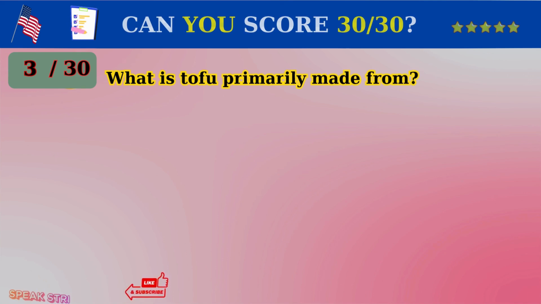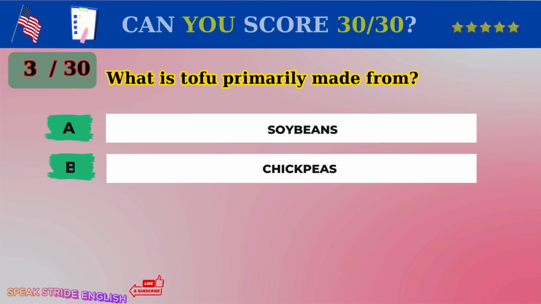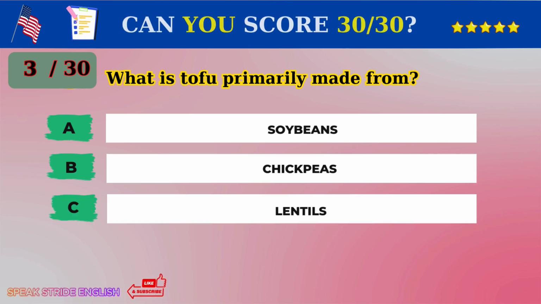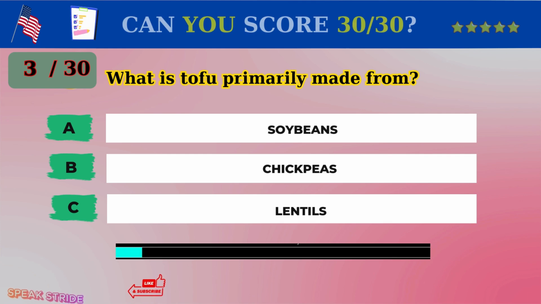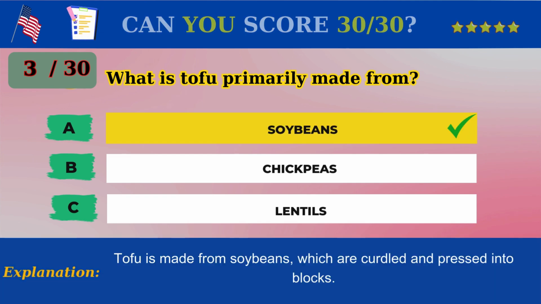What is tofu primarily made from? A. Soybeans. B. Chickpeas. C. Lentils. Answer: soybeans.